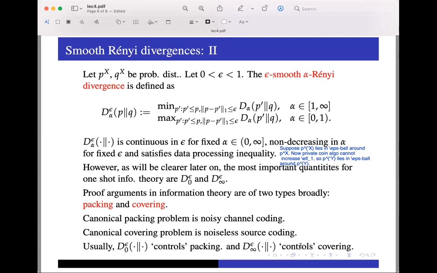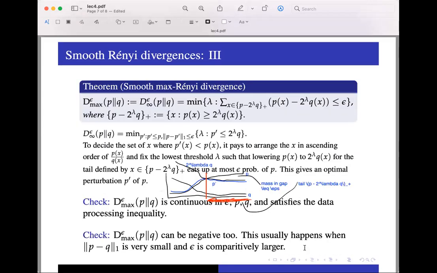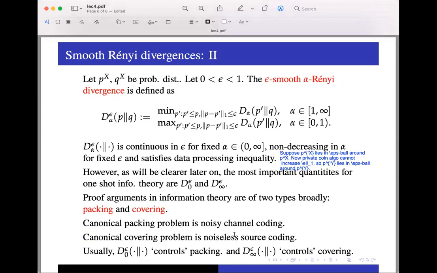Of course, there are proofs in information theory which use both packing and covering arguments, in which case we will see both these entropic quantities coming out there in the one-shot regime. That being said, the take-home message is that these two are the most important quantities for one-shot information theory.